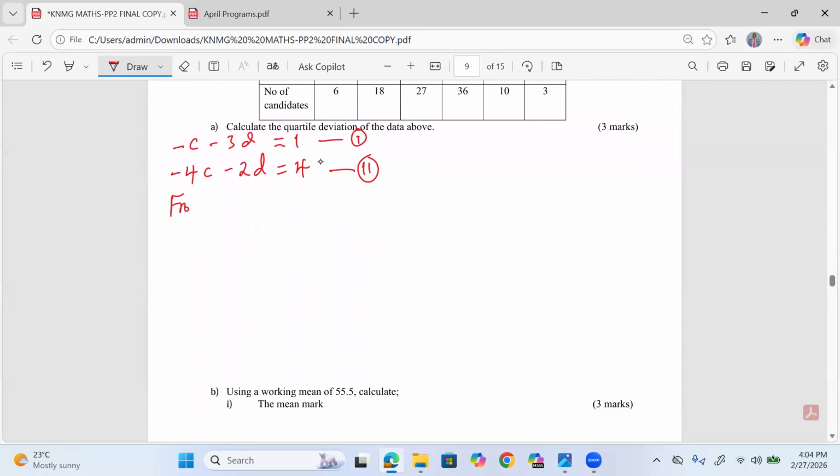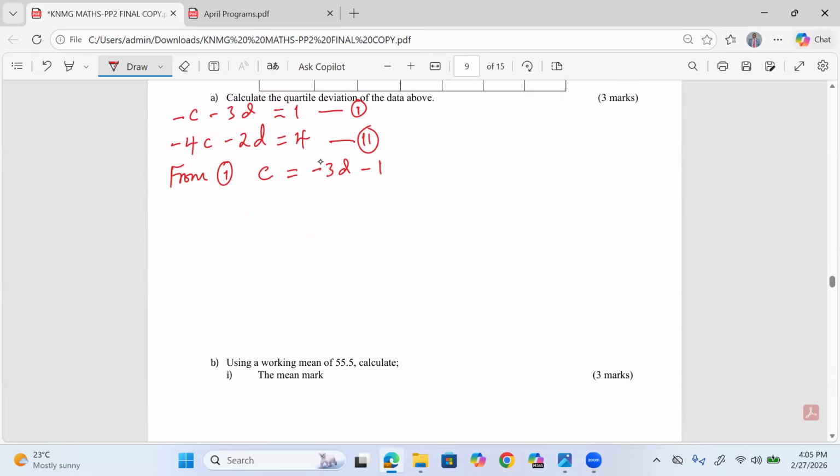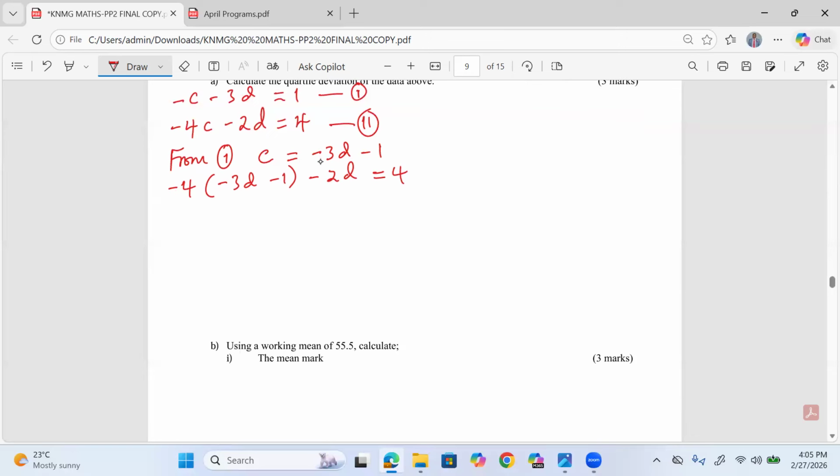From the first equation, when you take C to the right, it becomes positive, so we have C equals negative 3D minus 1. Now we can work on the second equation: negative 4, and instead of C, negative 3D minus 1, minus 2D, this is equal to 4. Positive 12D, positive 4, minus 2D, equals positive 4.